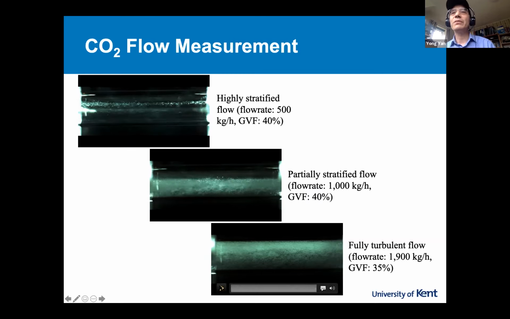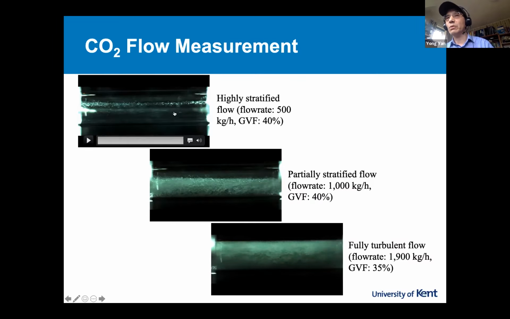Now, if we double the flow rate further, to nearly 2 tons per hour, you can see it's well developed. We call it fully turbulent, fully developed flow. Now, what we're trying to do is to measure the flow rate accurately, regardless of liquid, gas, mixtures, or stratified flow.